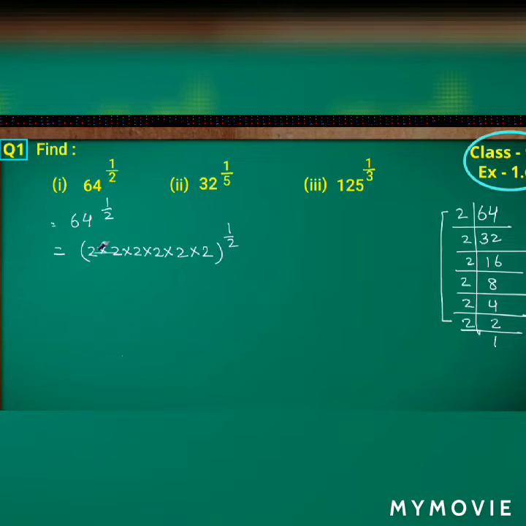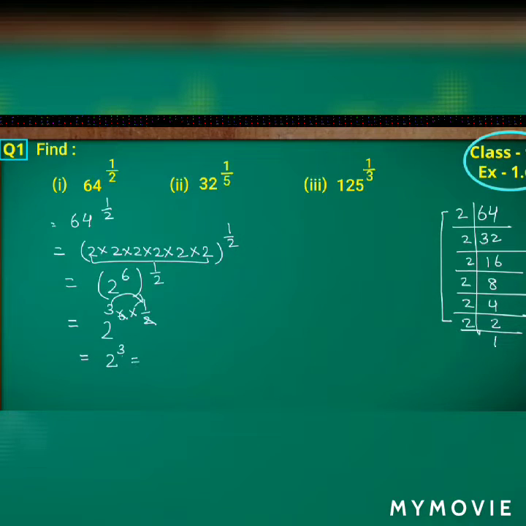Counting 1, 2, 3, 4, 5, 6, that is 6 times 2 is multiplied here. So it can be written as 2 power 6, whole power 1 by 2. Children, you have to remember all the laws of exponents here. We know that a power m whole power n can be written as a power m into n, isn't it? So how can we write this one? 2 power 6 into 1 by 2. The 2 and 6 will get cancelled, and the remaining thing will be 2 power 3.